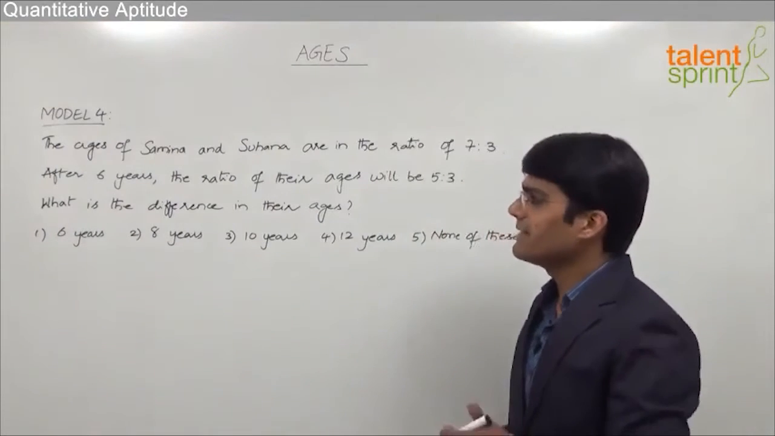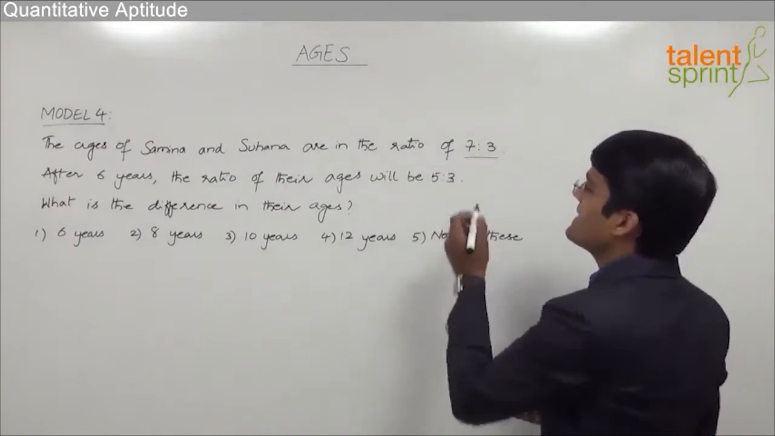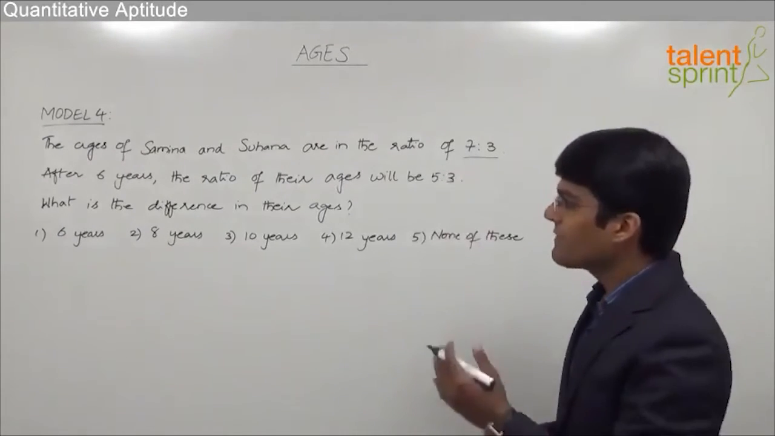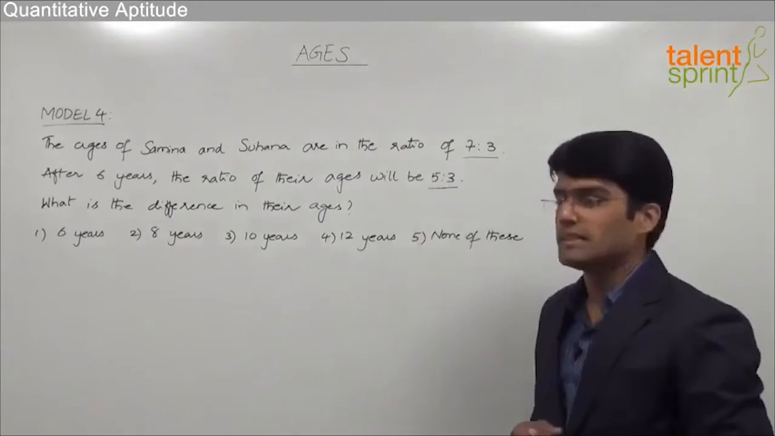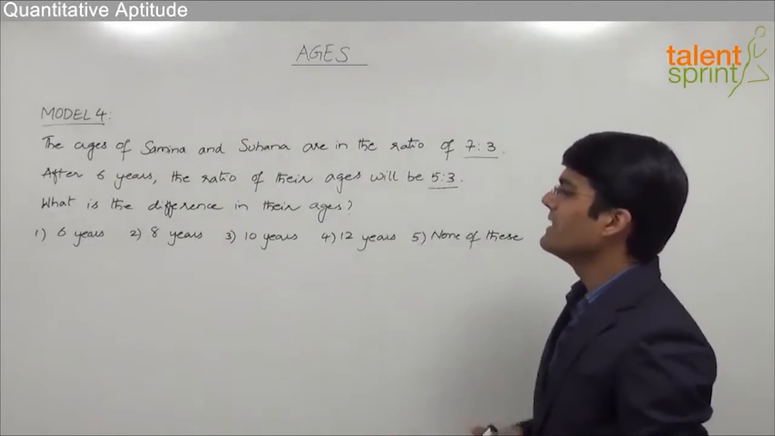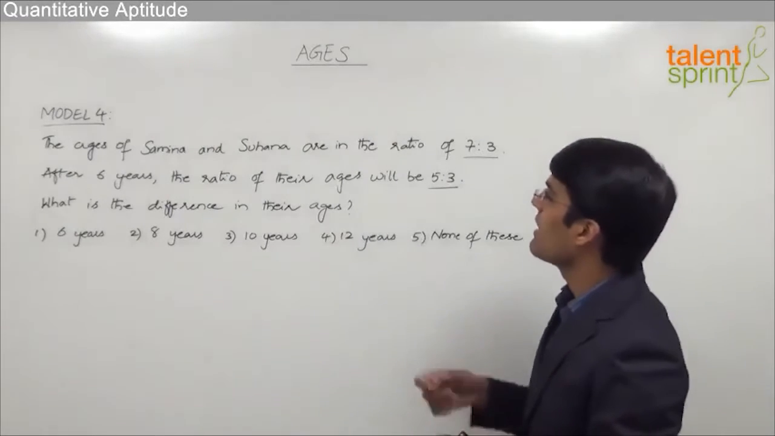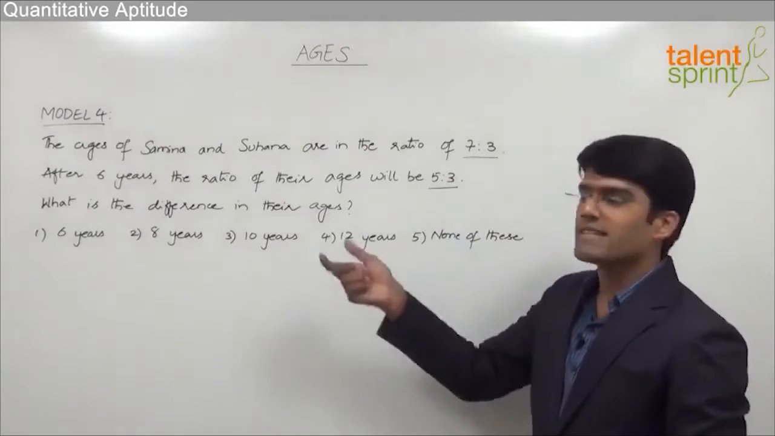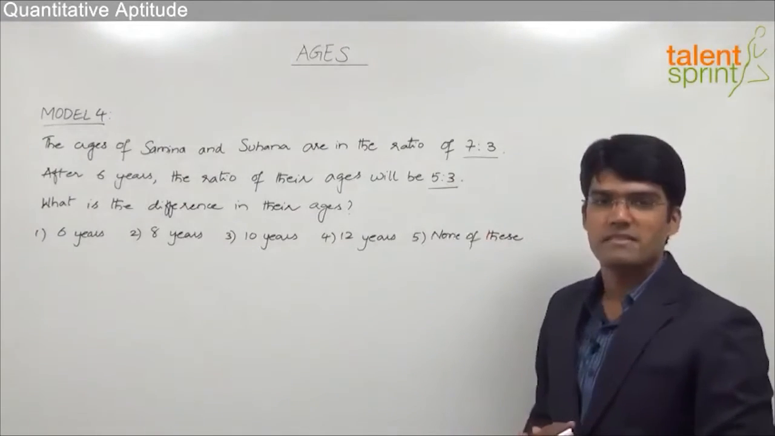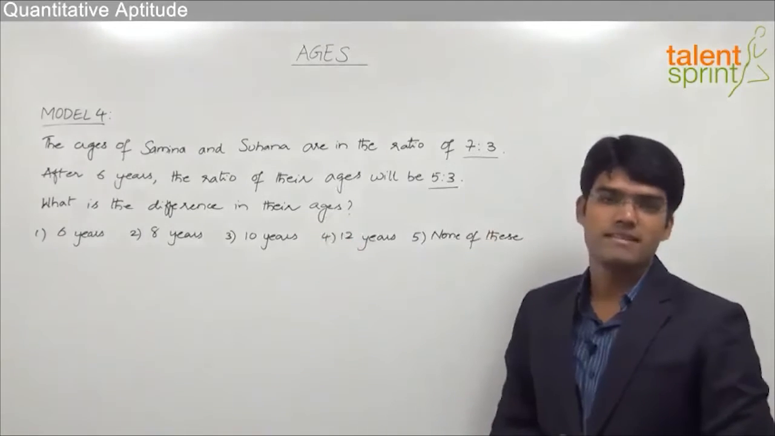The question here is, the ages of Samina and Suhana are in the ratio of 7:3. After 6 years, the ratio of their ages will be 5:3. What is the difference in their ages? So as given in the question, the ages of Samina and Suhana presently are in the ratio of 7:3. After 6 years, the ratio will become 5:3. And from these two ratios, we are supposed to find out the difference in their ages.